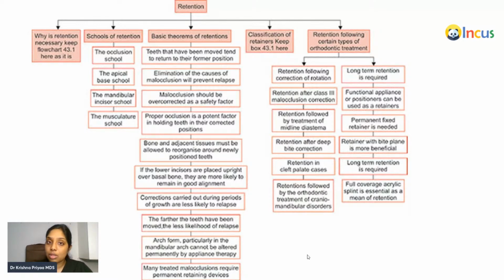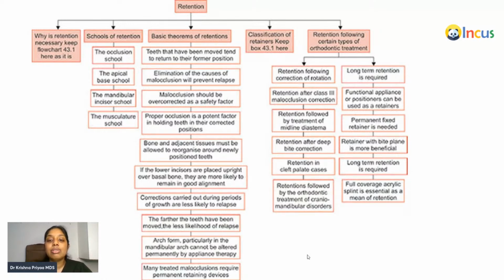So, with all these schools of thought and basic theorems of retention in mind, we can now proceed to the MCQs. If you know all these things, then the MCQ is just a piece of cake. I'll be dealing with certain retention scenarios we've seen here.